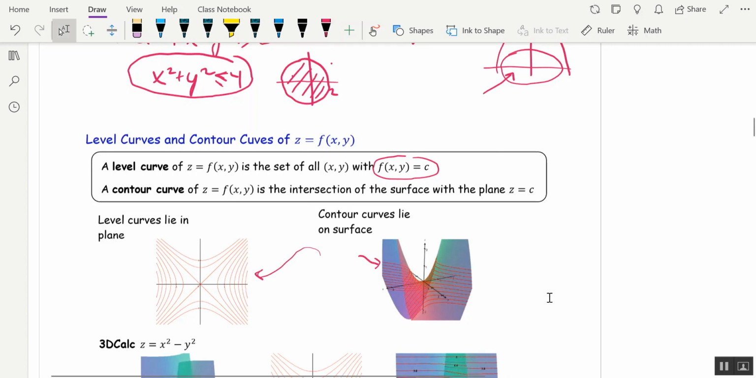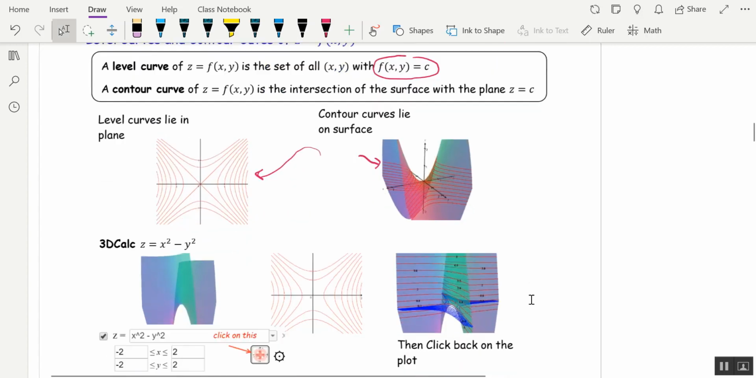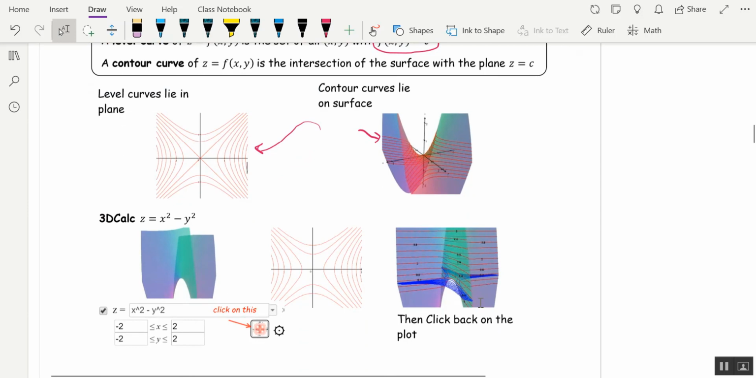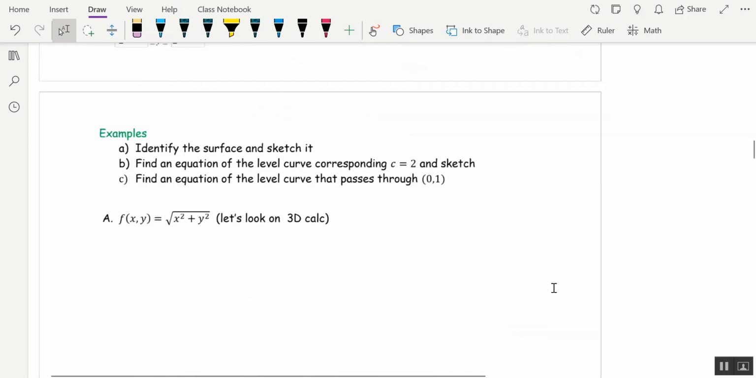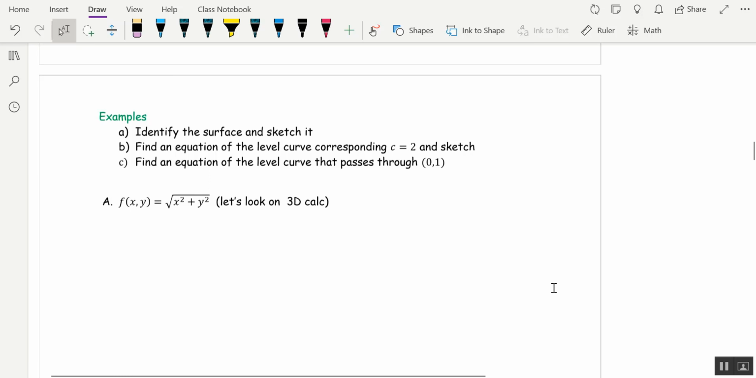And I'm going to show you on Calc 3D how to find contour curves and level curves, but I have a little description right here. So let's take a look at this equation here, f of x, y equals the square root of x squared plus y squared. Now identify the surface and sketch it. We can do that without Calc 3D.